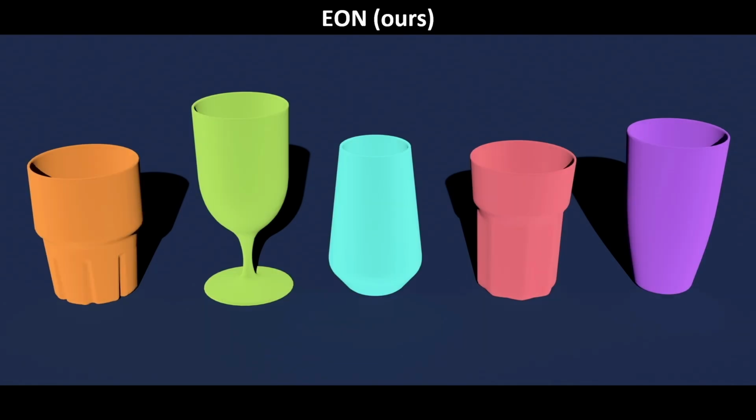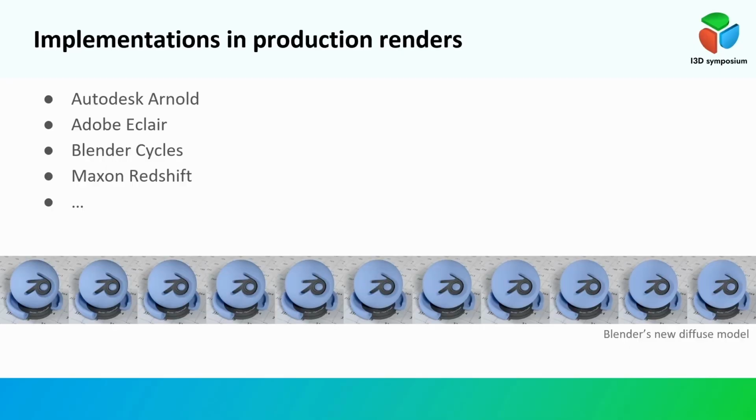And that's our model. This has already been implemented in a few production renderers, and more will probably be coming soon. So it's out there if you want to start playing around with it. Now I'm going to pass it off to Steve, and he's going to discuss the importance sampling for this new model. Thank you.